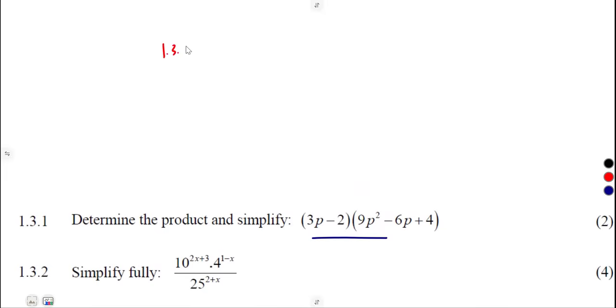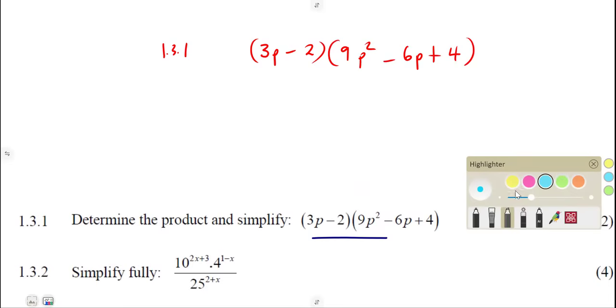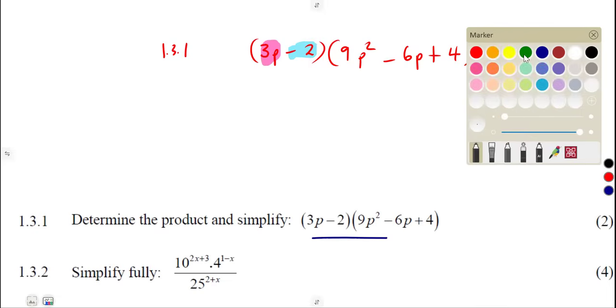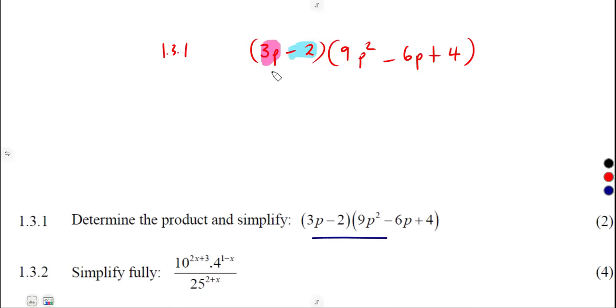So that's 1.31, where we are given 3p minus 2 and a bracket of what? 9p squared minus 6p plus 4. So this is what we are given. Let us expand our brackets, guys, starting with the 3p. Remember, the terms in the first bracket must expand the second one. So there is 3p and there is a minus 2. So we start with 3p, it expands everything in the second bracket.